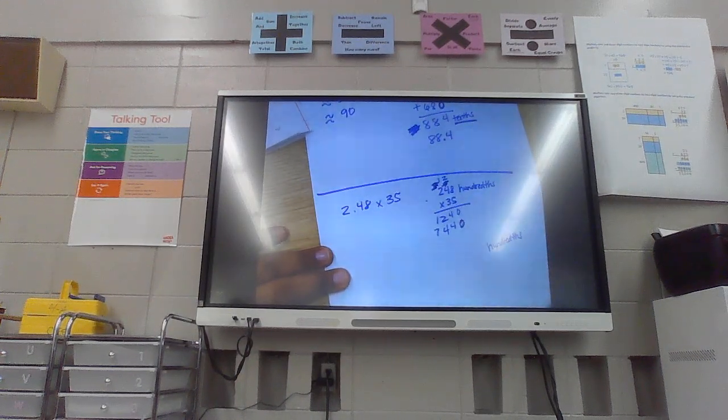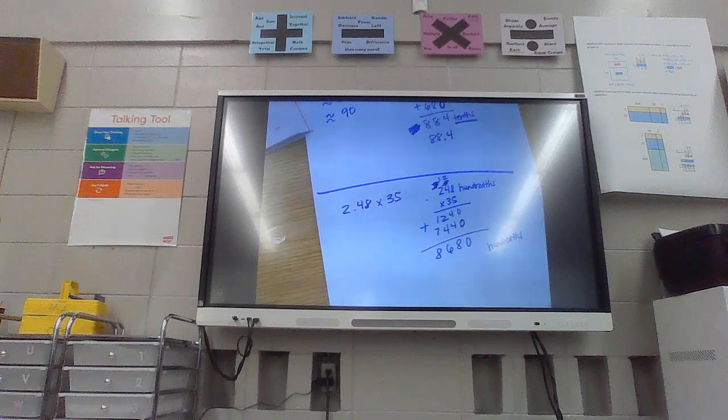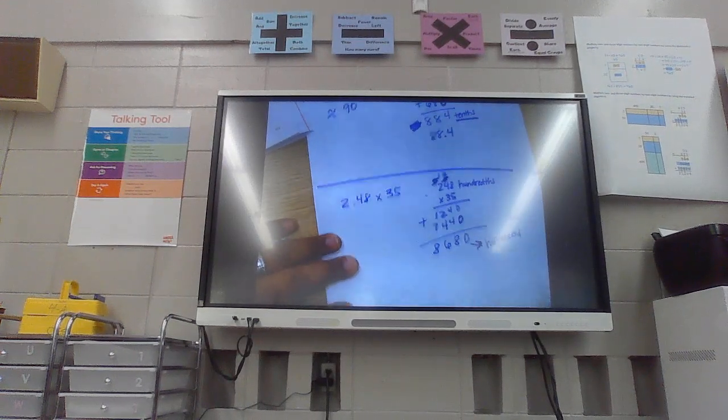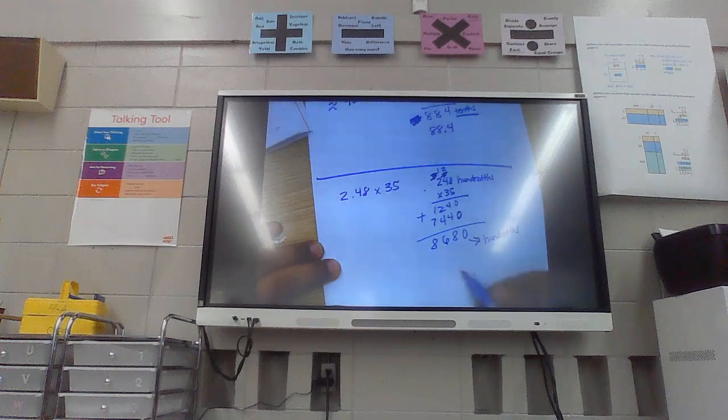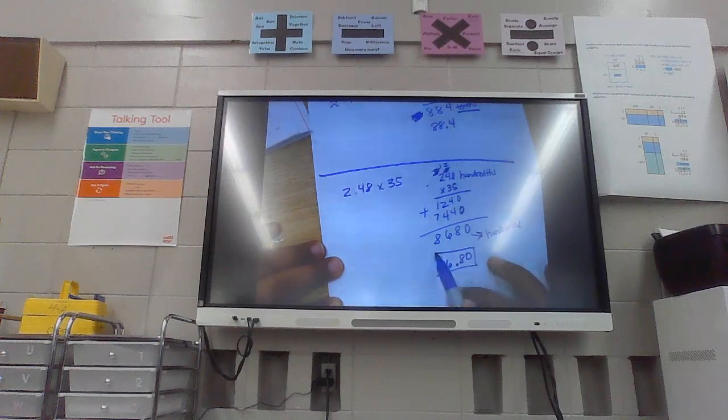And what I'm going to do? Add your partial product. 0 and 0. 4 and 4. 8. 4 and 2. 6. 7 and 1. 8. That's it? I gotta change this to be what? Hundredths. So that means that my answer should be 86 and 80 hundredths. That's our final answer.